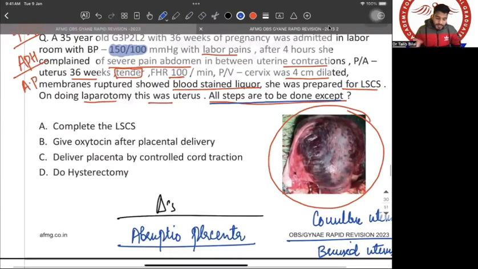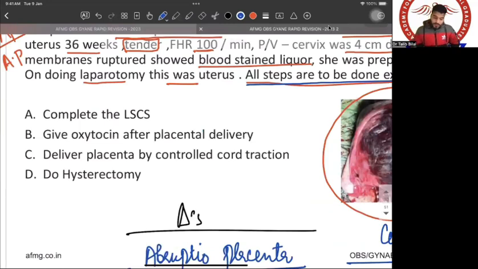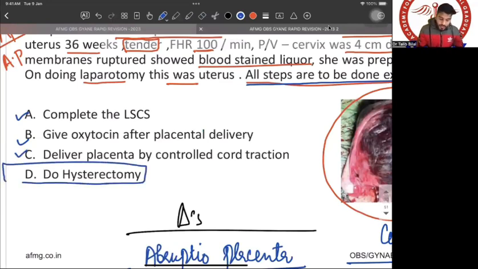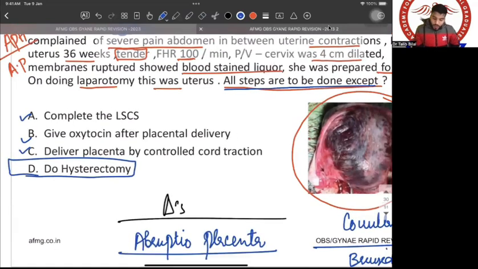Okay, guys, complete the LSCS. Yes, give oxytocin, we give oxytocin after that. Deliver the placenta by controlled cord traction. Do hysterectomy? No, hysterectomy is not the solution, it is not done in case of abruptio placentae. What do I mean by controlled cord traction? This is a method by which we deliver the placenta.